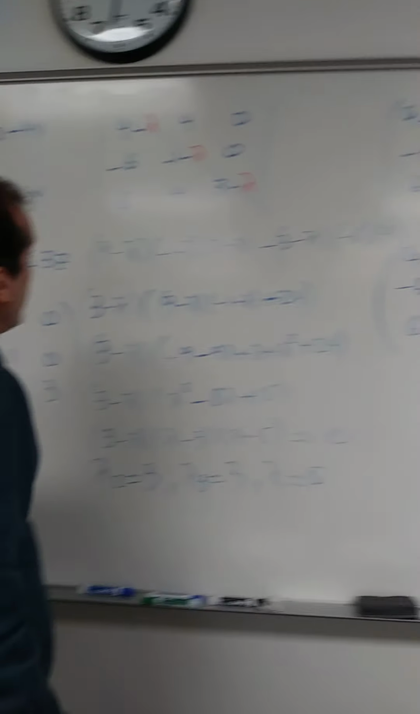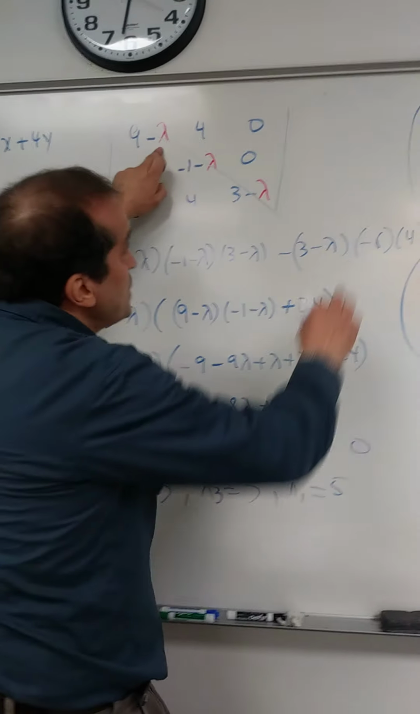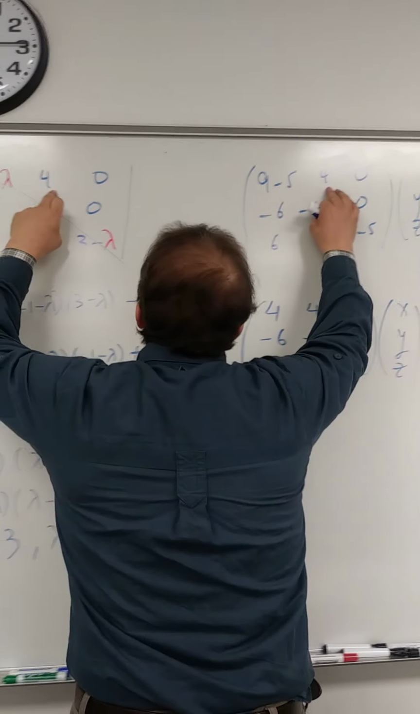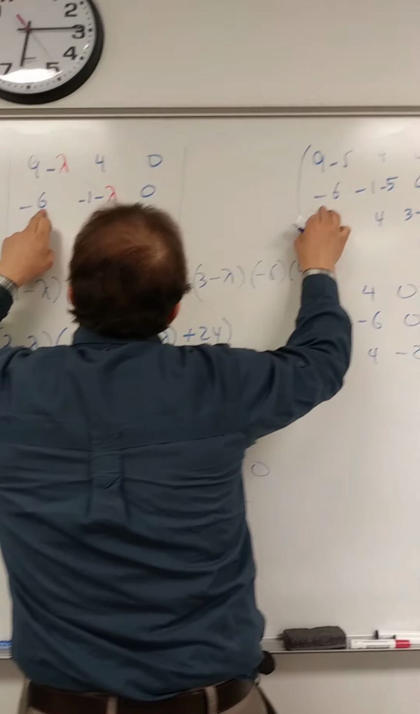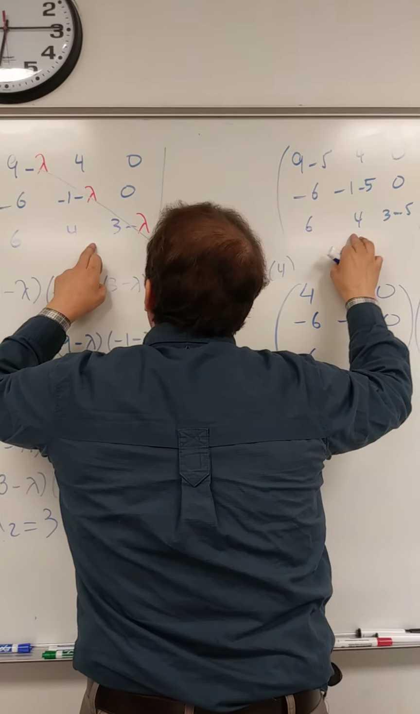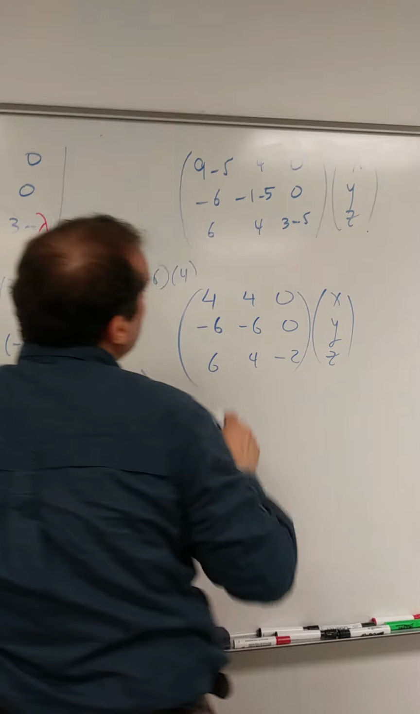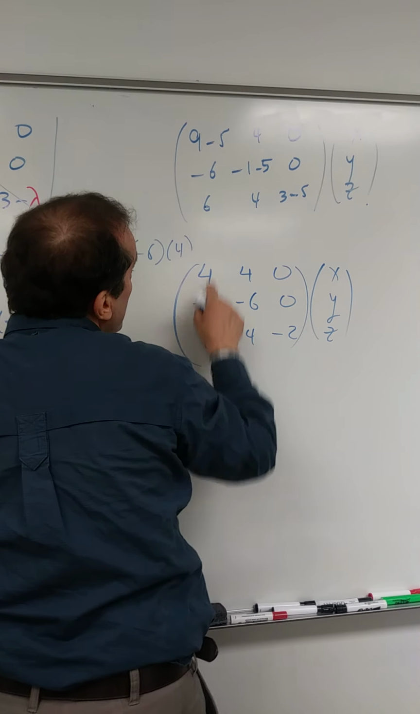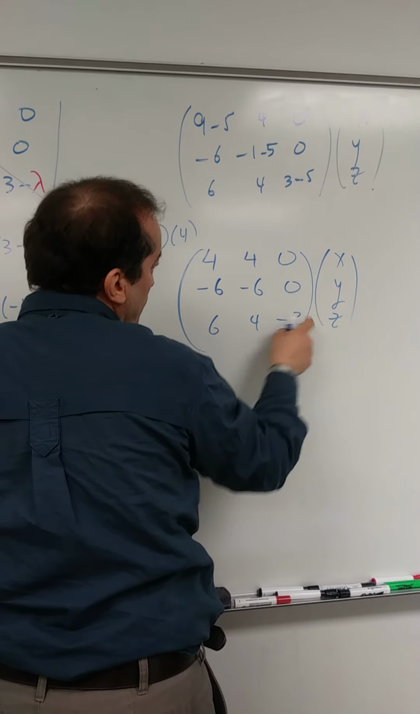We're going to put 5 in this equation. So 9 minus 5 is 4, 4, 0. Minus 6, minus 1 minus 5, 0. 6, 4, 3 minus 5. Simplify it, so that gives you 4, 4, 0, minus 6, minus 6, 0, 6, 4, minus 2.